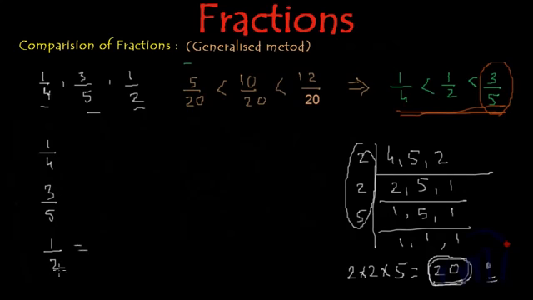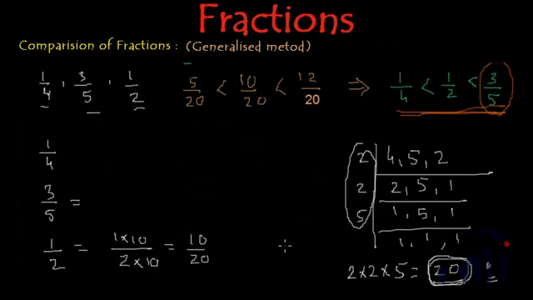Right? So 1 by 2 is there, and if I want to make the denominator as 20, we have to multiply denominator by 20 divided by 2, that is 10. So if I multiply denominator by 10, I have to multiply numerator also by 10. So this will be 1 multiplied by 10 divided by 2 multiplied by 10, and this will be equal to 10 by 20.